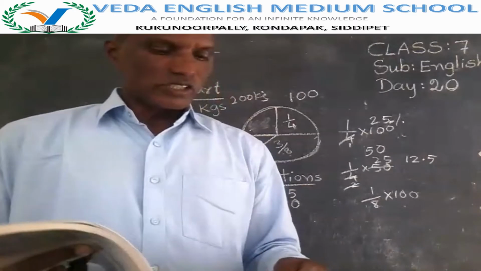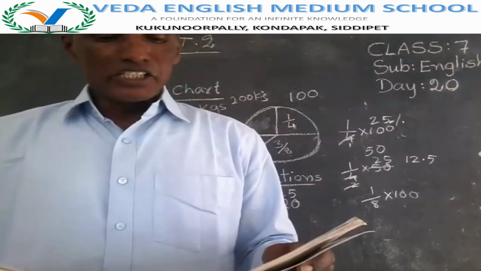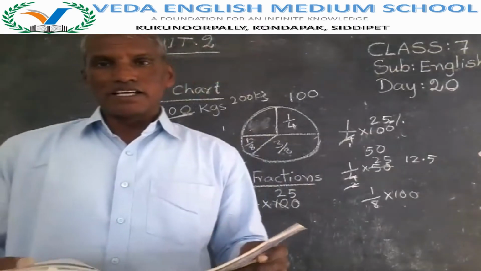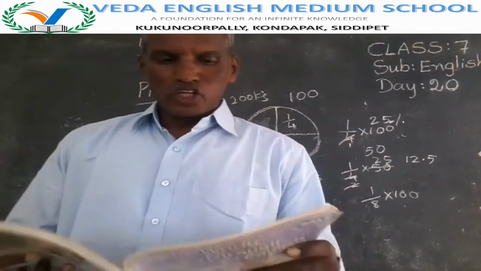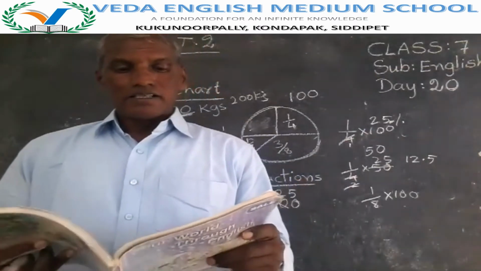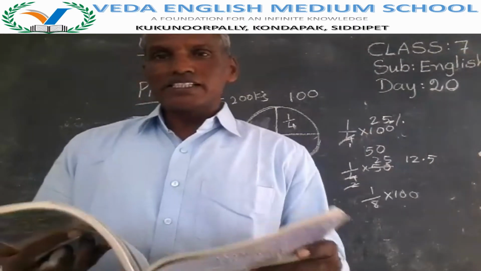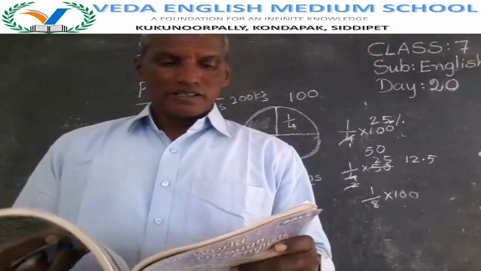Now the first question. Which of the following constitutes most of the weight in the human body? What is the highest weight in the human body? Here it is 65%. So water is the highest constituent.